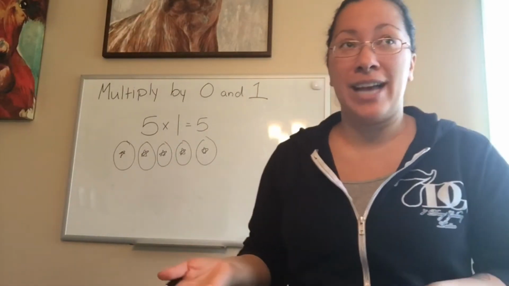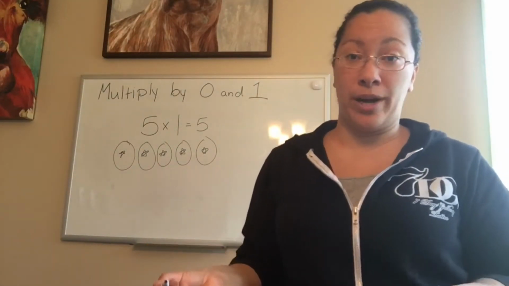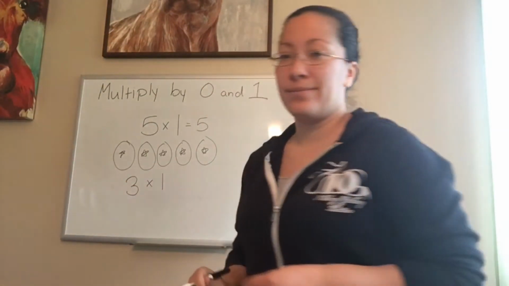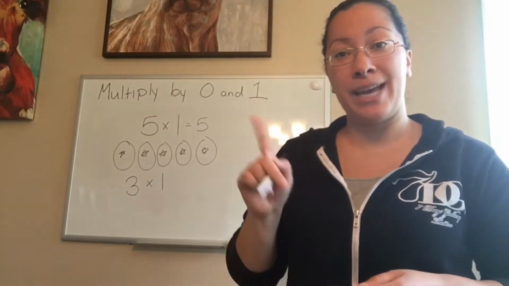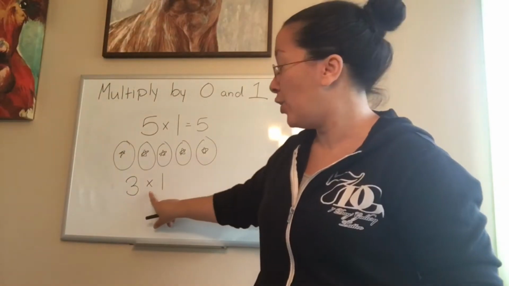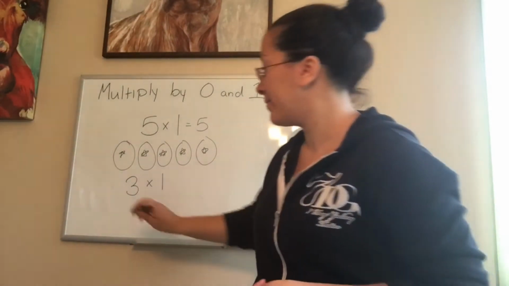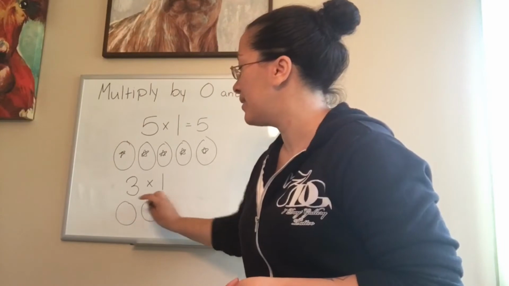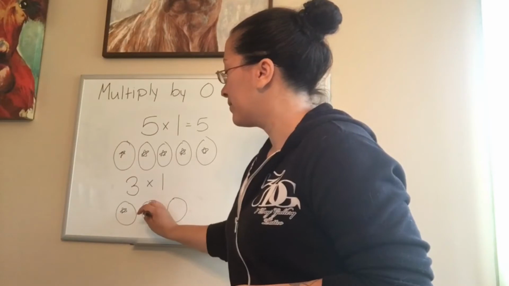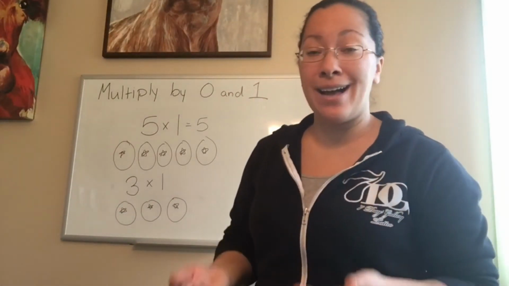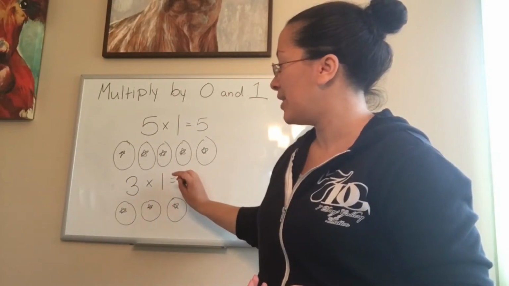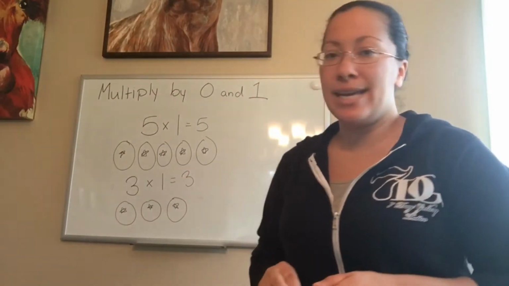Let's try another one. Let's do 3 times 1. Same thing, when I see my multiplication sign, I want to think of groups of. So I need to draw 3 groups of 1. So here's my 3 groups. I put 1 in each group. And then I count how many items I have in my groups. So I have 1, 2, 3 items. So that tells me 3 groups of 1 is 3.